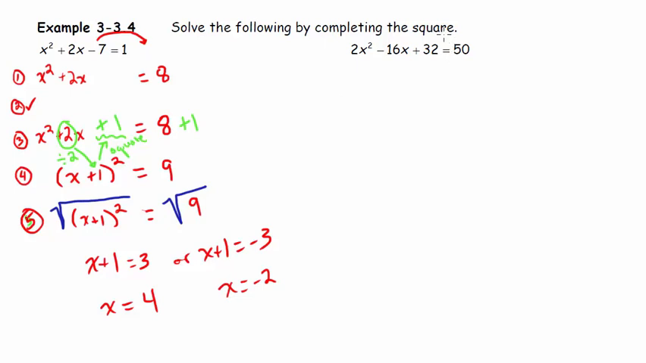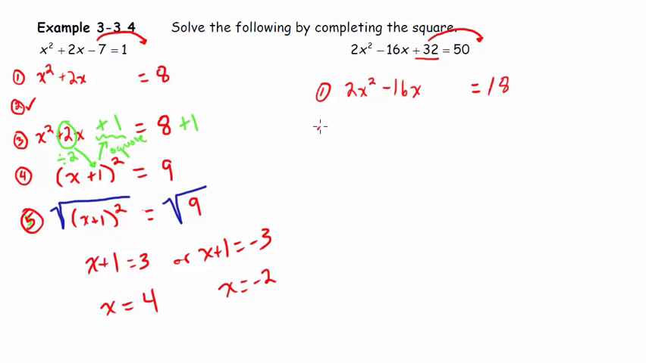Alright, so the first thing I want to do is take this constant term over here and subtract it to the other side. So if I subtract 32 from both sides, I have 2x squared minus 16x. We're going to subtract that over. I'm going to leave a little room there. And so then I would have 18 on the right hand side.